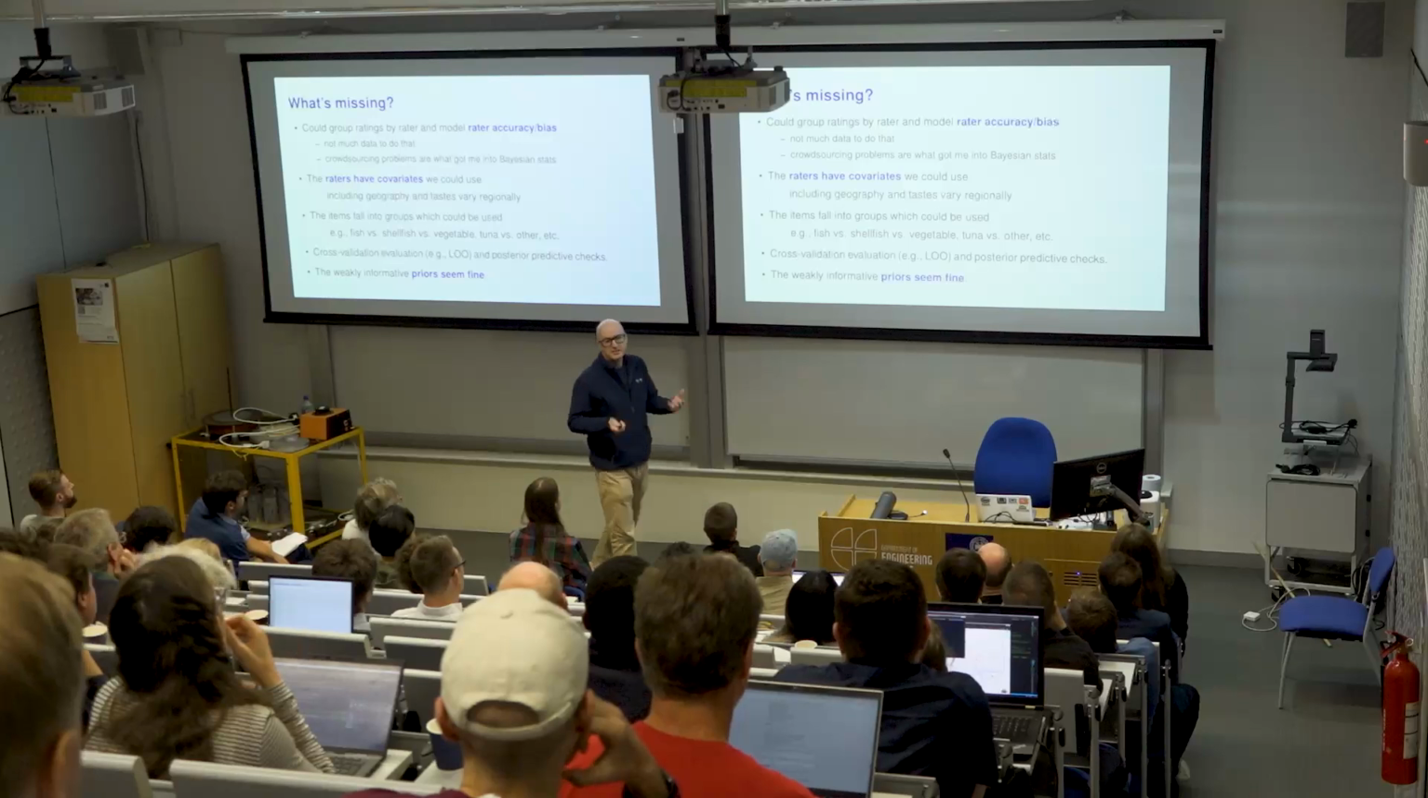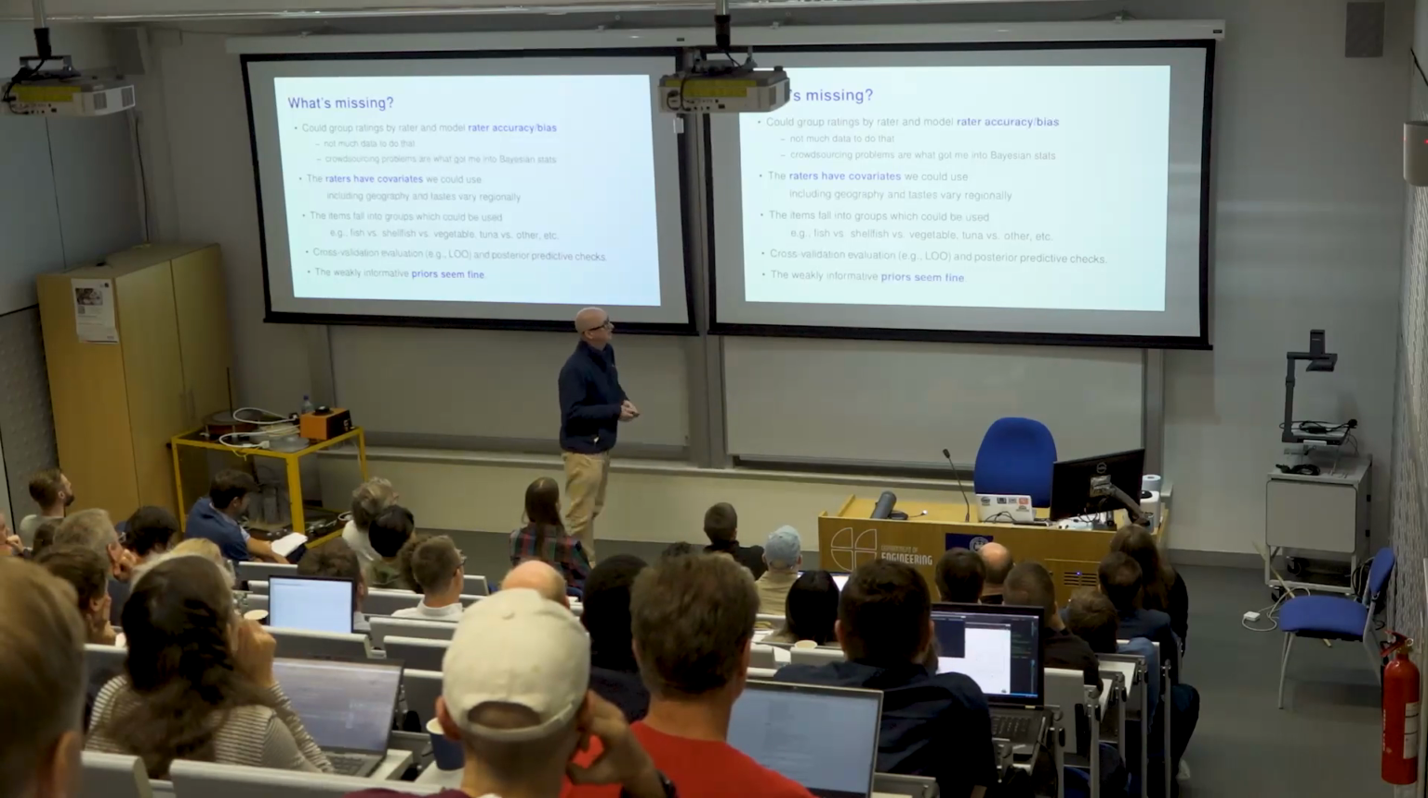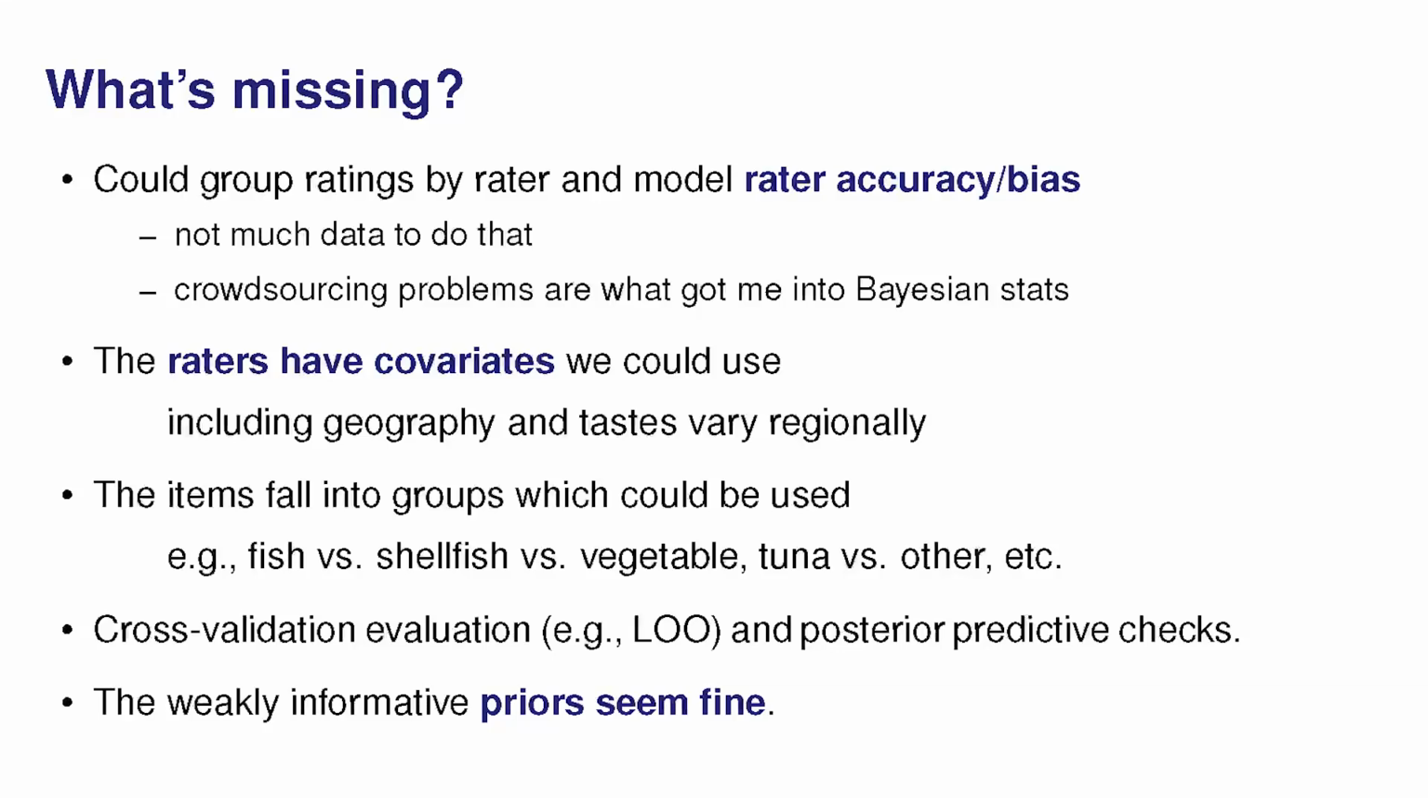So what's missing from this? This is a very, very simple model. What haven't we done? Well, we could start grouping the ratings. What we've done is we have 5,000 people, and we just piled them all together. The fact that we know that all 10 of these ratings came from the same person is something that we could use. But 10 isn't a whole lot to do that with.